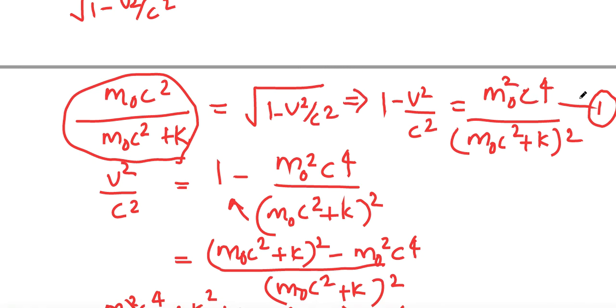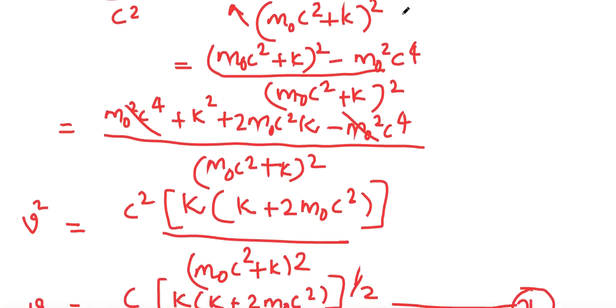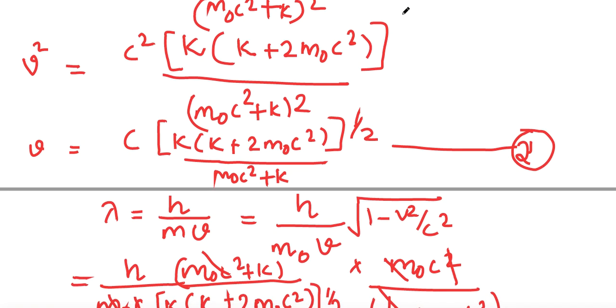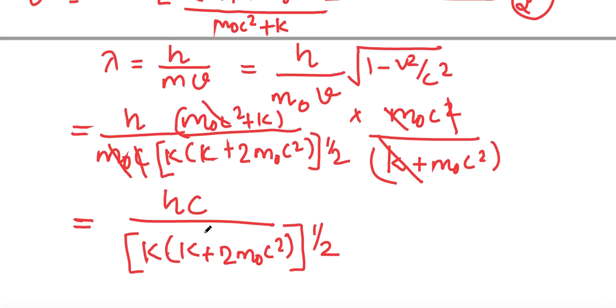So I can put this as equation number 1. Now from this we also arrive at an expression for v. Now we know that lambda equal to h by m v. Substitute for m, substitute for v, and we can arrive at this expression.